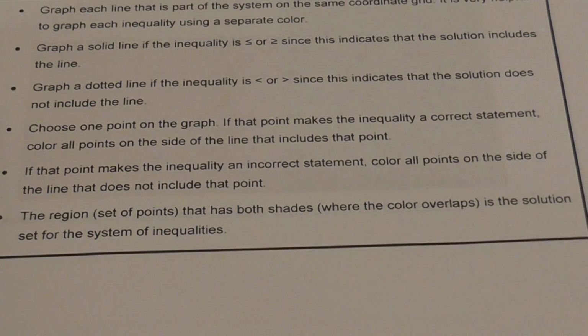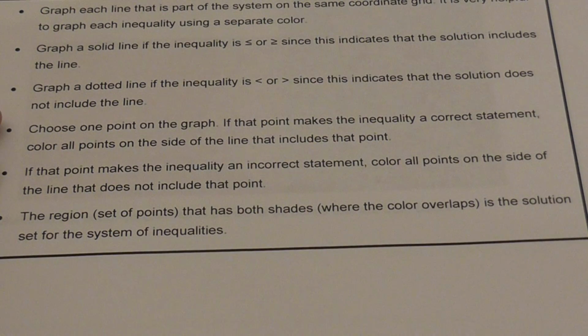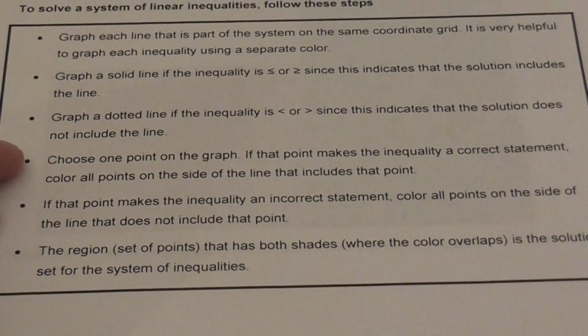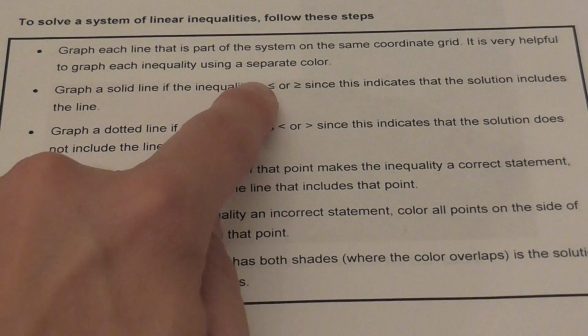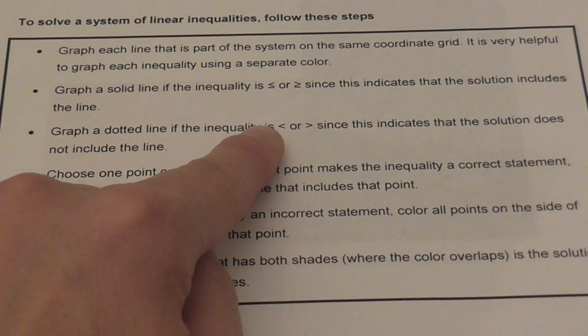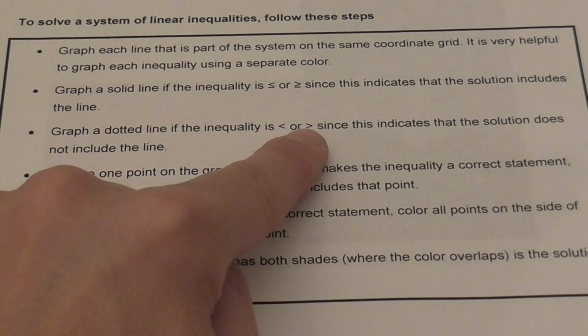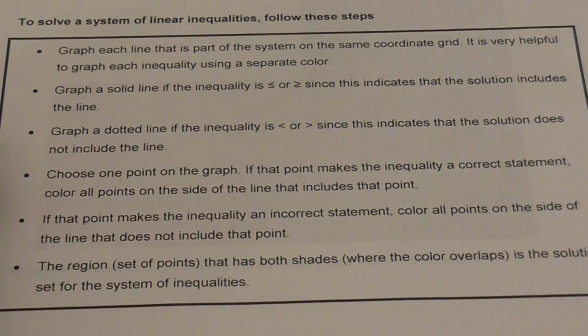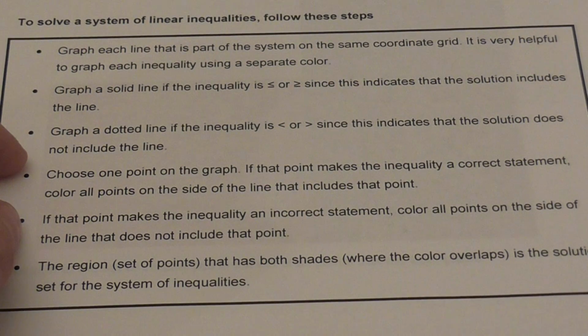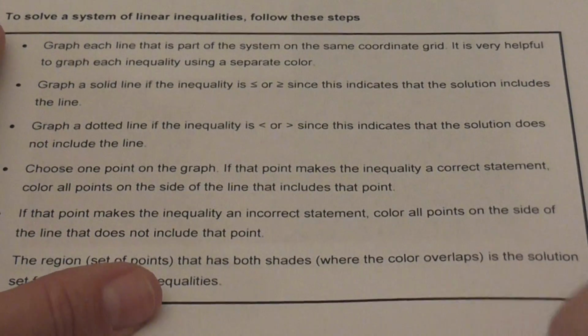These two points right here we didn't really talk about last time, because what we said is that if it's less than or equal to or just less than, we're going to shade below the line. If it's greater than or equal to or greater than, we're going to shade above the line. By choosing a test point like these do, you can algebraically prove that the part that you're shading is the correct part.